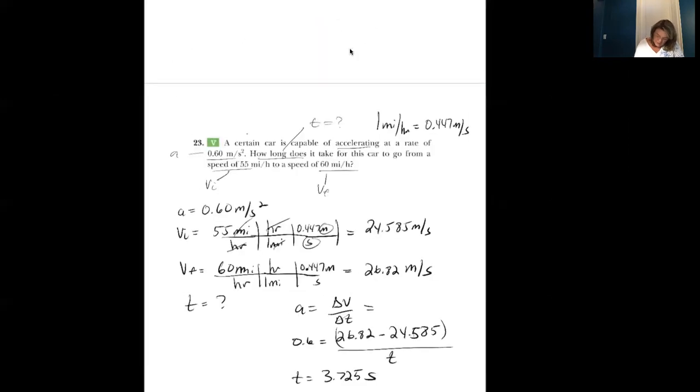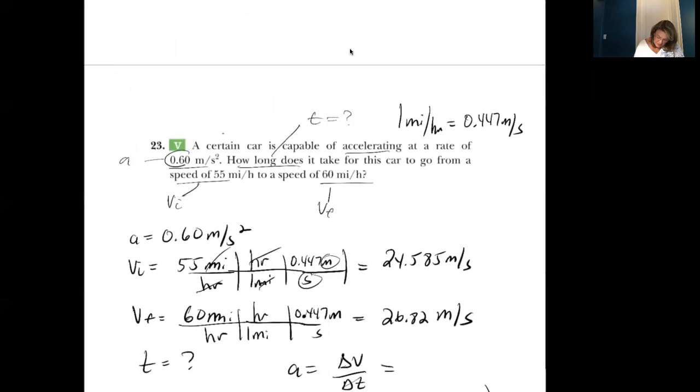Correct sig figs. If I was in AP chemistry, this is 2, this is 2. I'm sorry, that is 1, and that is 2. My smallest number of sig figs is 1, so in sig figs, I would have 4 seconds. Okay? All right.